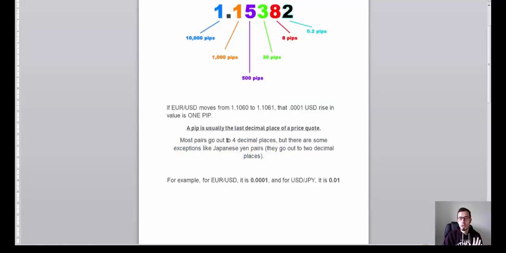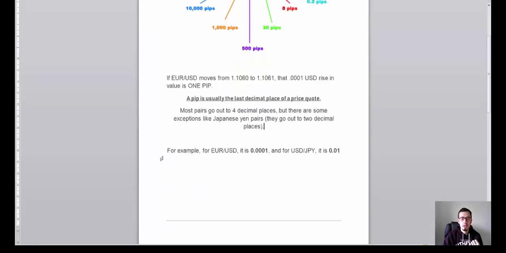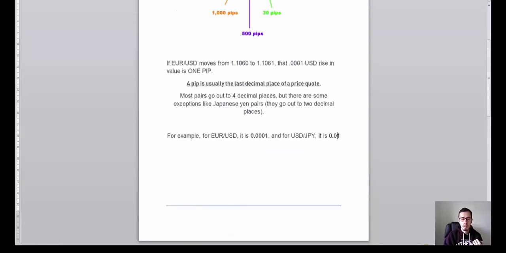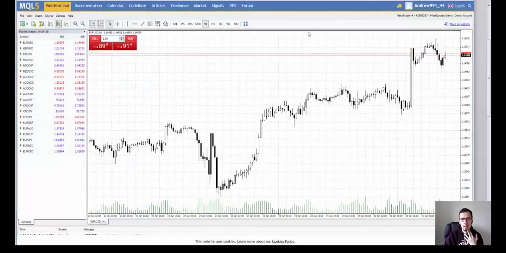So that you are not confused: most pairs go out to 4 decimal places, but there are some exceptions, like Japanese pairs. Japanese pairs go out to 2 decimal places. Anyway, let's take an example. For the Euro USD, it's 0.0001, but for the USD JPY, it's the same, just take 2 zeros out. Okay, so let me demonstrate right here.